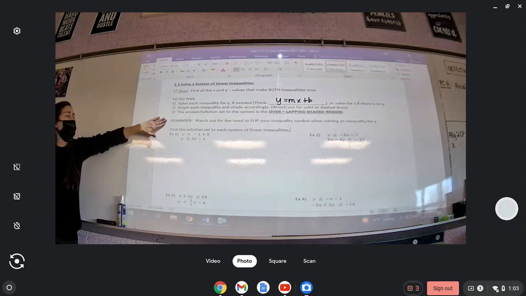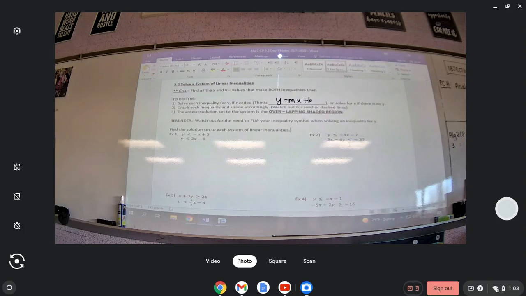I did put a reminder, a warning on here. When you start solving inequalities for y, what happens if you divide by a negative number? You want to flip that symbol. Please don't forget to do that. All right, so let's look at example 1.